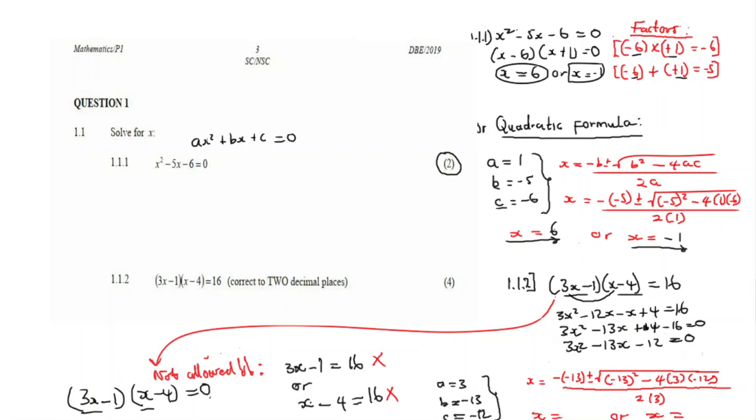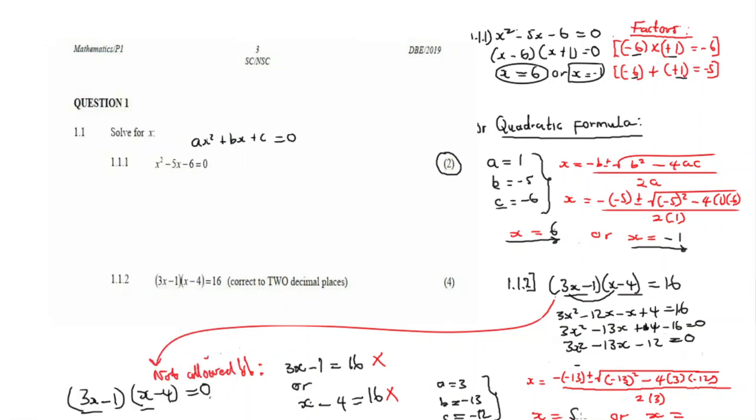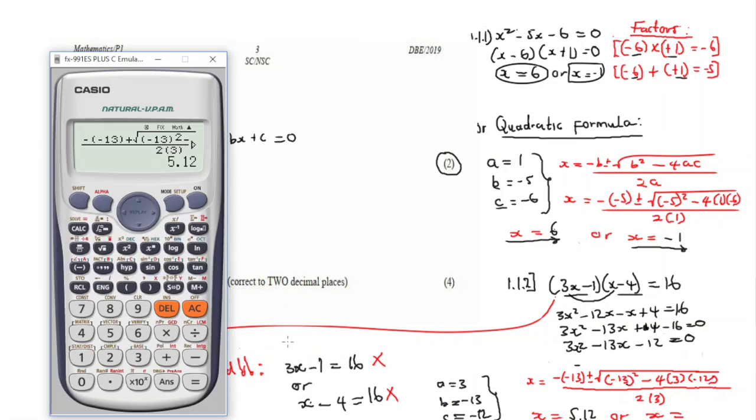I will use the quadratic formula. And my quadratic formula, I have already substituted here b and a. So therefore if I calculate my roots here I will get negative open bracket negative 13 plus square root negative 13 squared minus 4 times 3 close bracket times negative 12, divided by 2 times 3, equal to the first root, about 5.12, and then the other root.